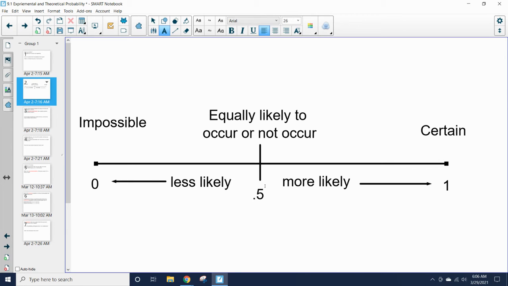And then everything in between, there is a chance for it to occur, and there also isn't a chance. 0.5 or 50-50 would be equally likely to occur or equally likely not to occur. Once we get less than 0.5, it becomes less likely to occur. When we get greater than 0.5, it's more likely to occur. So the closer you are to 1, the higher the likelihood it is to occur. The closer you are to 0, the less likely it is to occur. But once again, you will always be between 0 and 1.